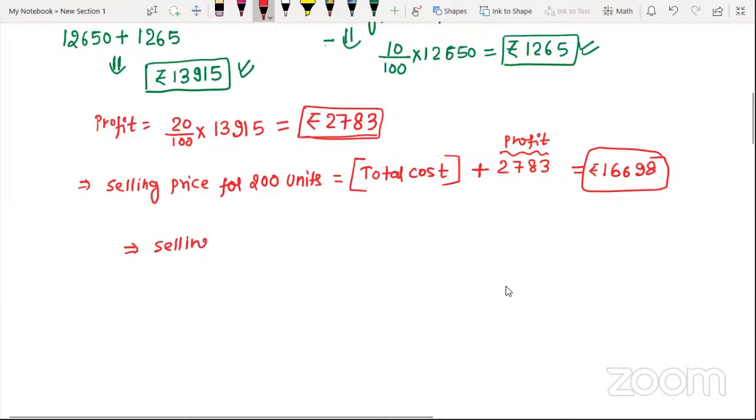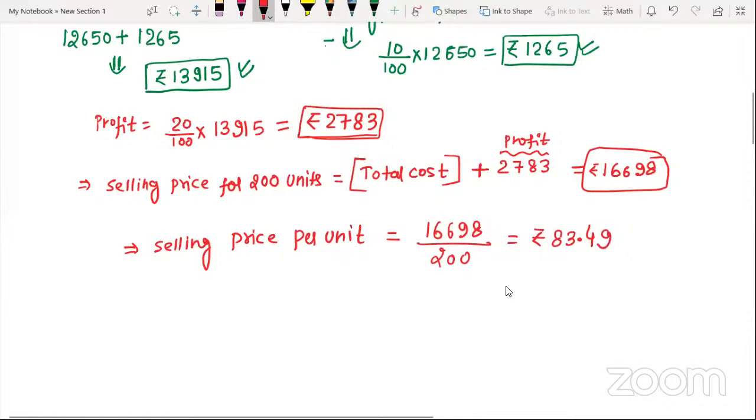So the selling price per unit is equal to the total selling price divided by number of units. How many units? 200. So it is going to be 83.49 rupees. Okay, so this is the final answer. So the question is very simple. Only you have to take care of the different costs which are involved in this type of question.